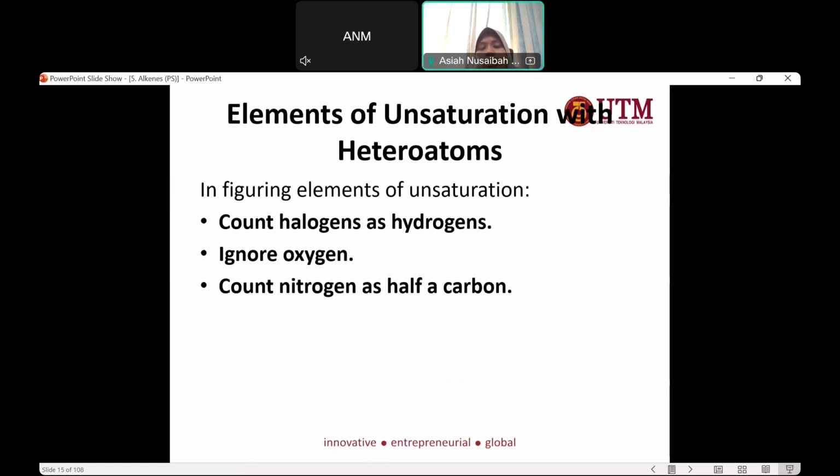So in summary, when we are calculating the number of elements of unsaturation, we count halogens as hydrogens. That's one thing. Second, we ignore oxygen, whether it's there or not. We're not going to change the formula for elements of unsaturation. But if we have nitrogen, then we consider the number of carbons as increased by half. So if there is 1 nitrogen, then we consider 0.5 carbon. If there are 2 nitrogens, then we consider there is 1 carbon, like that.